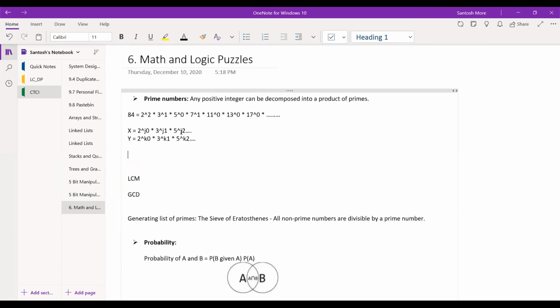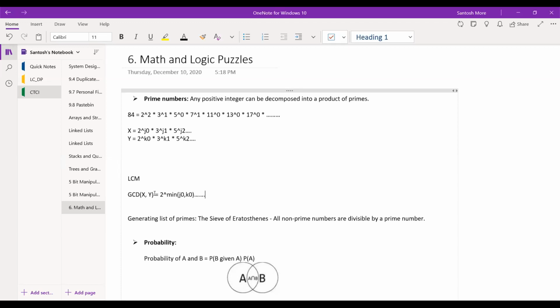In this case, if we want to deduce the GCD between these two variables, what we can do is go through each term of the decomposition and take the minimum of the power values. So the GCD of x and y can be expressed as 2 raised to the minimum of j0 and k0, and the same for all the other factors.